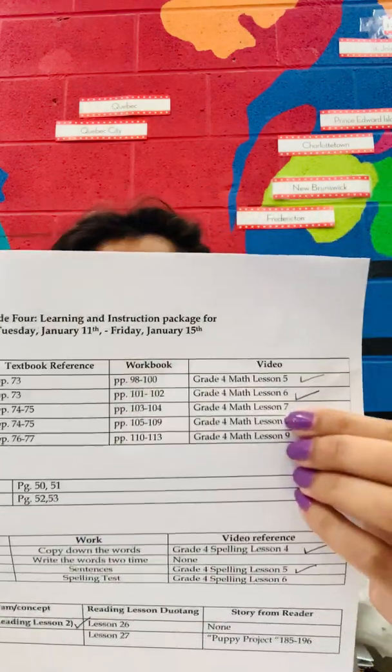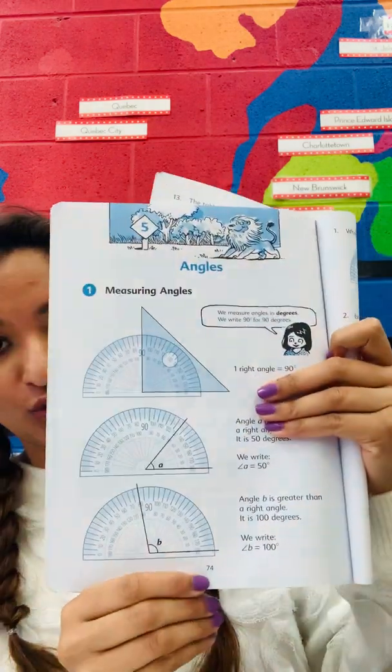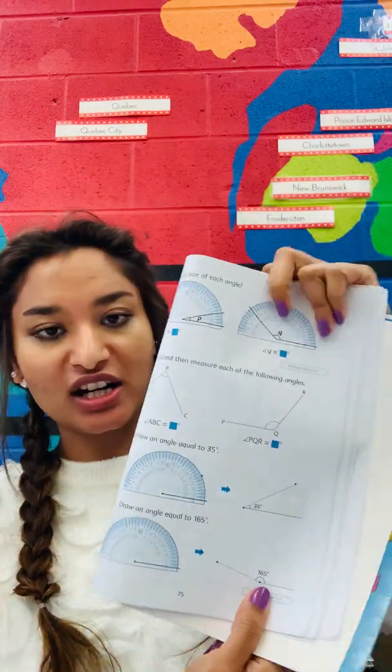Hi grade 4, so this is your lesson 7 for today and you should be following along. So I'm looking at lesson 7. It is Wednesday and let's get started. You should grab your math textbook, open it to page 74. We'll be looking at page 74 and page 75. And in your workbooks, you will be looking at page 103 and 104.